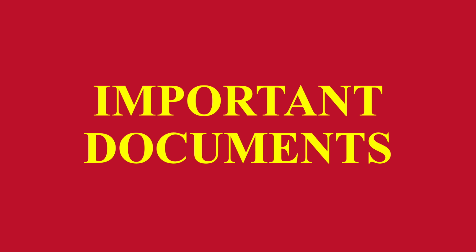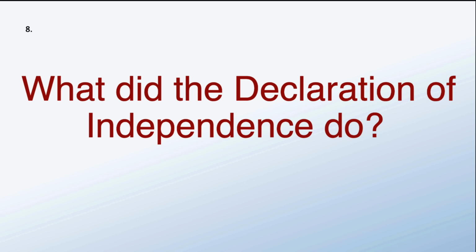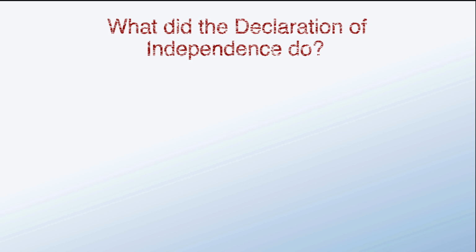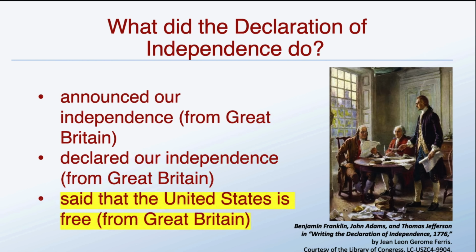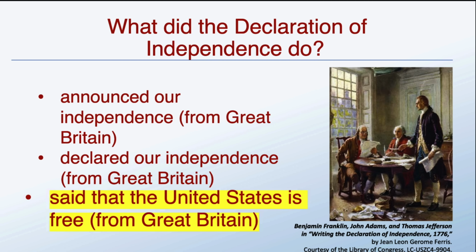Group 5. Important documents. What did the Declaration of Independence do? It said that the United States is free. Free from Great Britain.